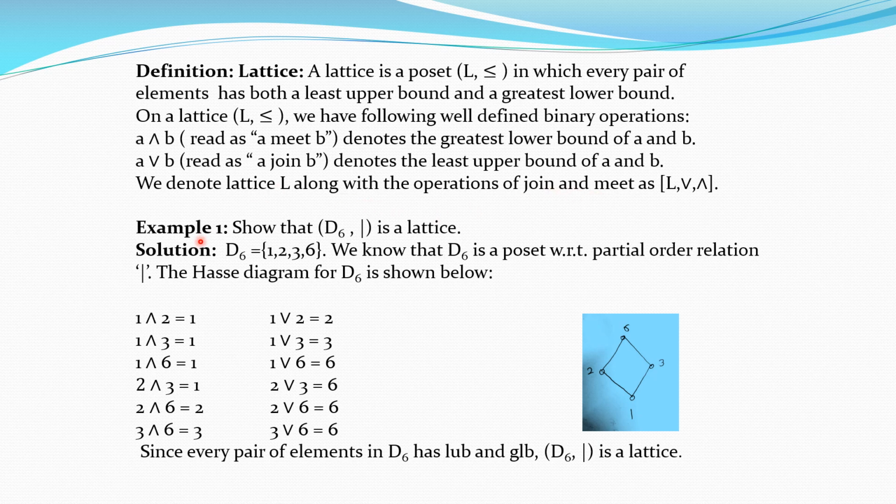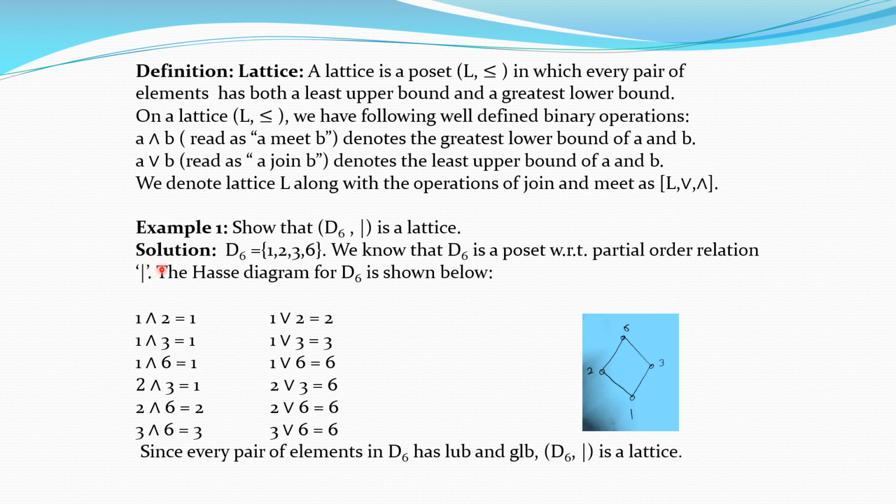Now first example: show that (D6, divides) is a lattice. So D6 is the set of all positive divisors of 6, which contains 1, 2, 3, 6. Now this is the Hasse diagram of D6. If you draw the diagram, then it is easy to write the least upper bound and greatest lower bound for every pair of elements from D6. Now D6 is a partially ordered set, meaning a poset, with respect to the partial order relation divides. To show that it is a lattice, we have to show that for every pair of elements the least upper bound and greatest lower bound exist.